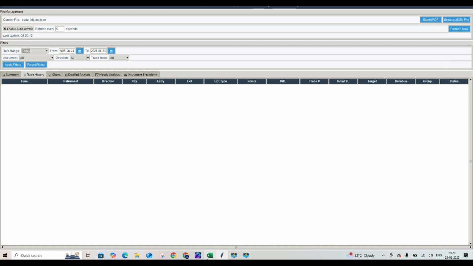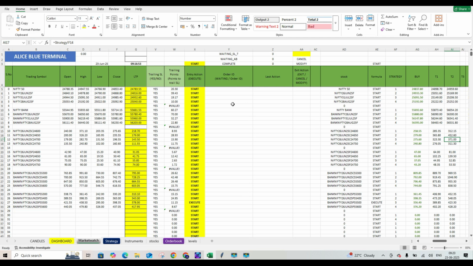Yes guys, we are waiting for above and below levels, and nothing has been executed yet. One is about to execute here, and you can see this is a Bank Nifty put option. It is about to execute, so it is waiting for above and below levels. Well traders, we'll just wait and watch what happens, and keep watching like this only.